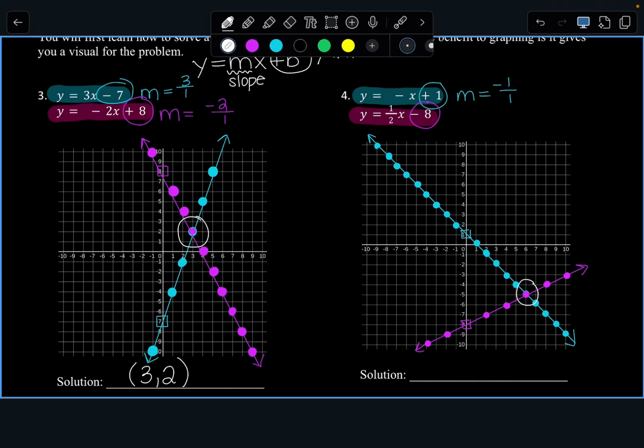So this one intersects at 6, -5. How'd we do? I went the wrong way. I initially also went the wrong way. How do you guys go the wrong way? I just forgot the negative.